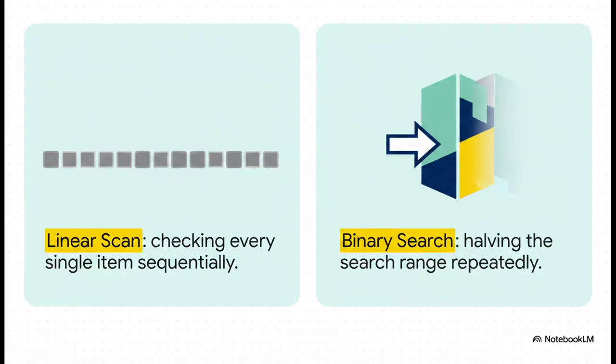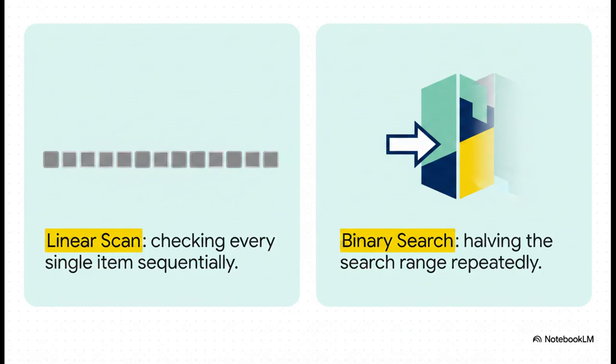This comparison brilliantly illustrates the sheer difference in strategy. On one hand, we've got the linear scan. Imagine this as a super tedious sequential line where you check item 1, then item 2, then item 3. It's painful, and if you have a massive data set, it is terribly, terribly slow.